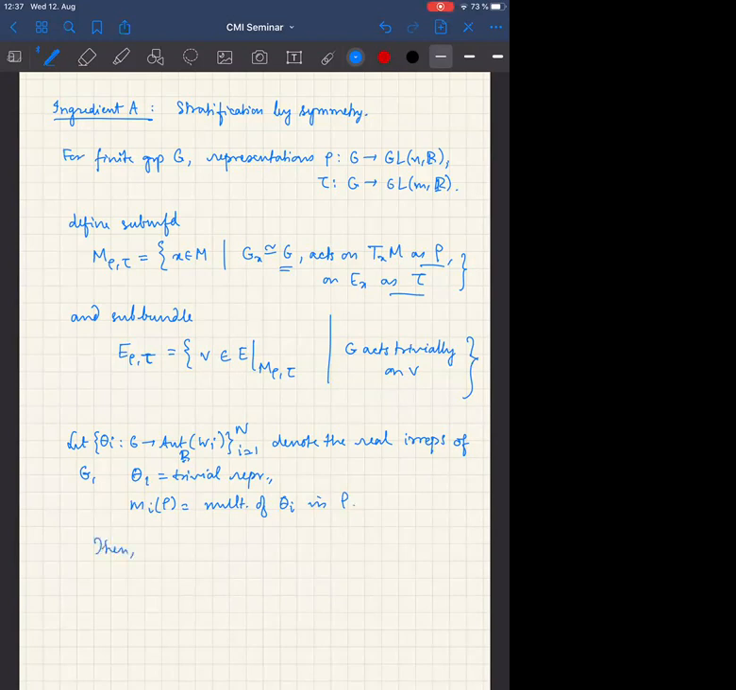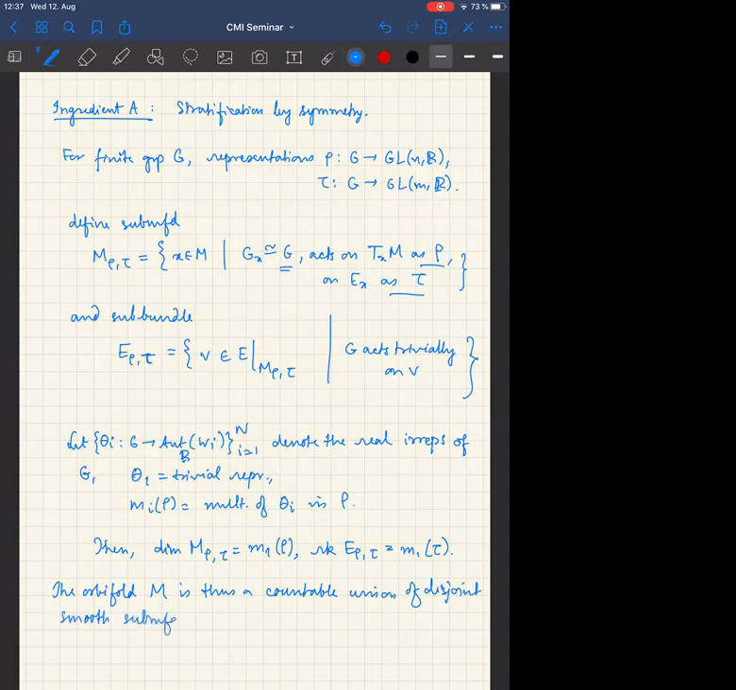then we have that dimension of m rho tau. These things can be checked with a bit of unfolding the definitions. So we finally have that our orbifold is a union of these disjoint submanifolds, M rho tau, and each of these submanifolds have the corresponding subbundles over them.